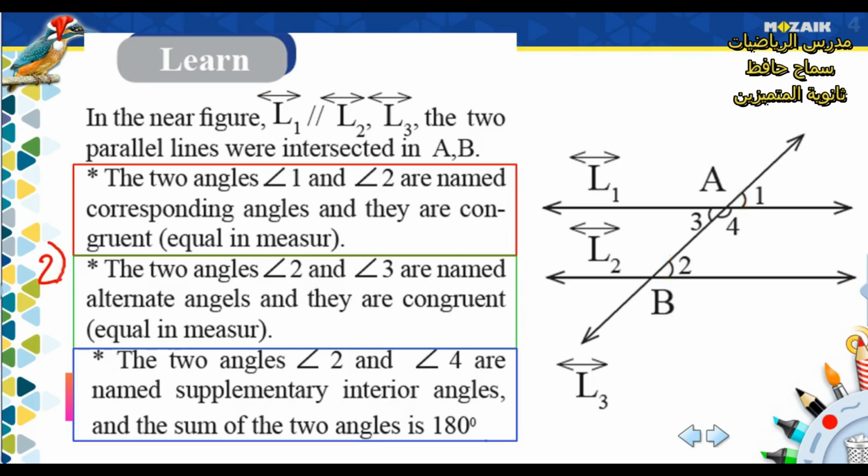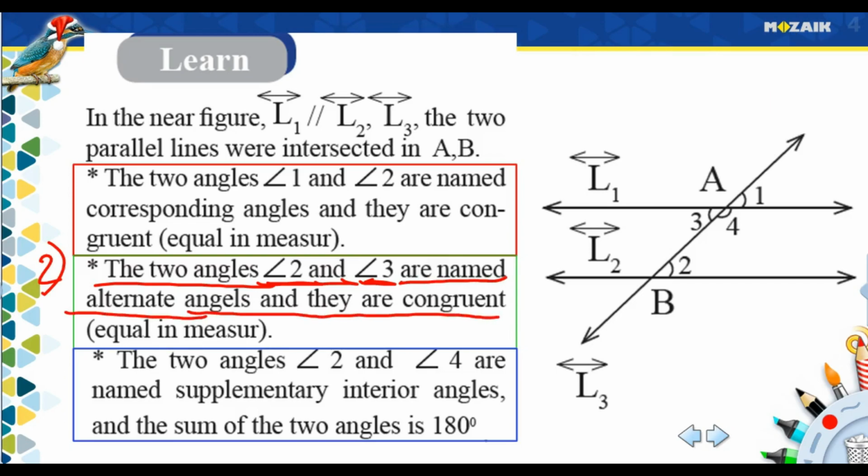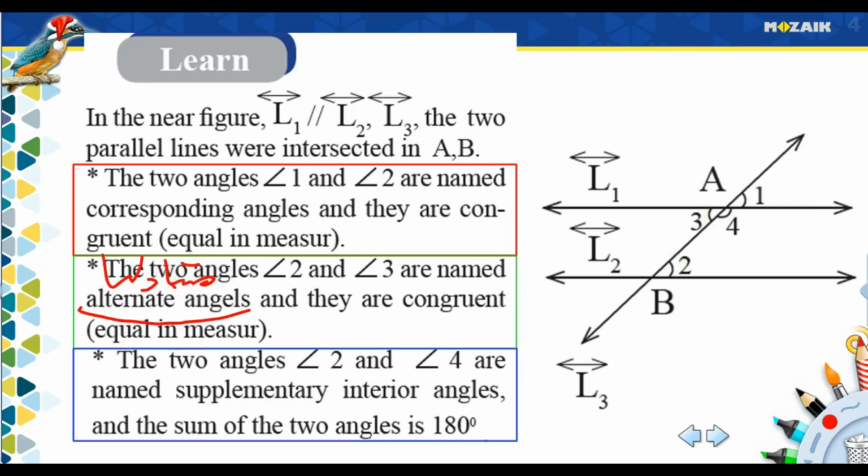Number 2, the two angles, angle 2 and angle 3, are named alternate angles and they are congruent, equal in measure. That is, angle 2 and angle 3 are named alternate angles. Alternate angles 2 and 3 have the same measure, equal in measure.